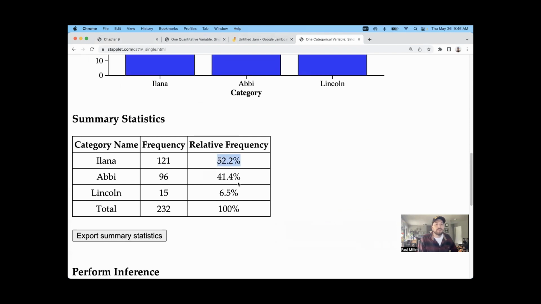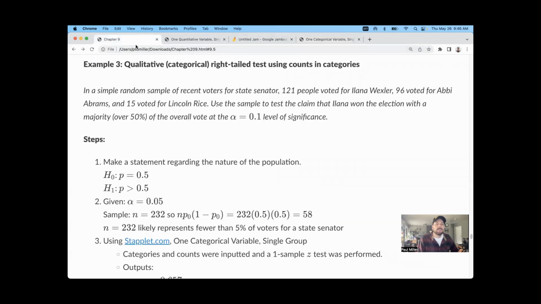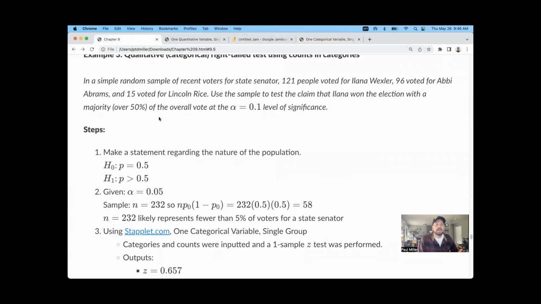Here we're going to have the winner at 52.2%. And the claim in the problem is that she won with a majority of the vote. So we're really trying to see, is her vote far enough above 50 that we're beyond sampling error, that we can really have some evidence that she's over 50.